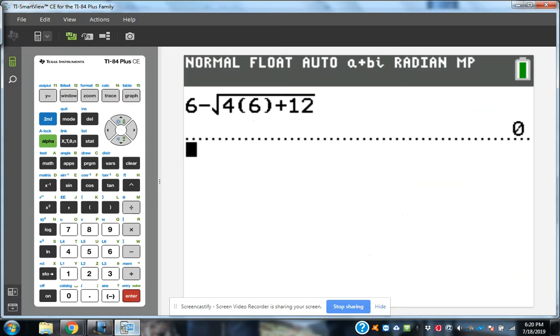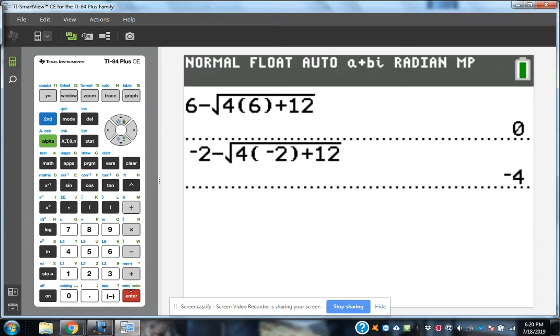And then I'm going to put a negative 2 in that place. So negative 2 minus the square root of 4 parentheses negative 2, close the parentheses, plus 12. And then see if I get 0 when I do that one. I got negative 4, which is not 0.